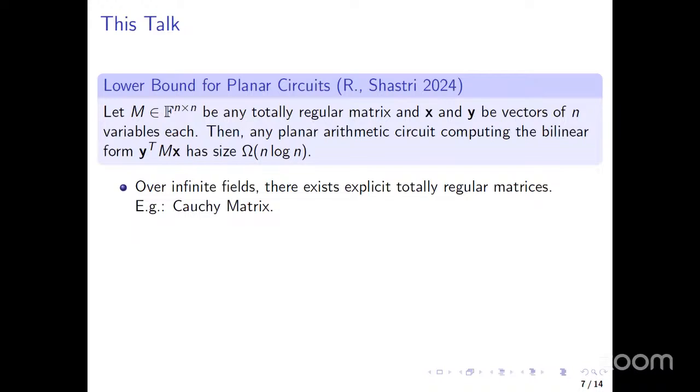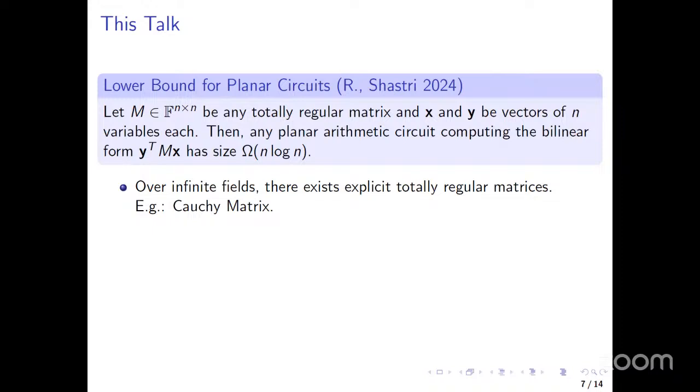Okay, so I defined planar arithmetic circuits and bilinear forms. Now here's the result. We want to construct an explicit bilinear form such that any planar circuit computing it has size n log n. So what is this bilinear form? It's a polynomial of the form y transpose M x, where M is a totally regular matrix. A totally regular matrix is a matrix all of whose square submatrices have full rank.